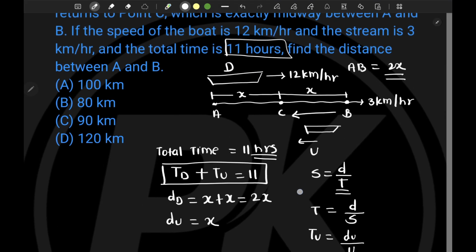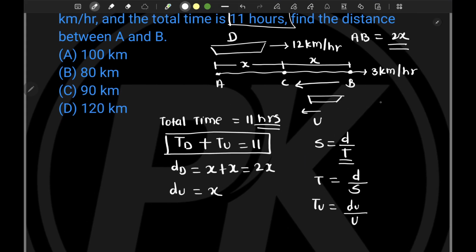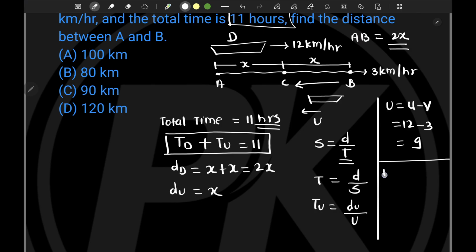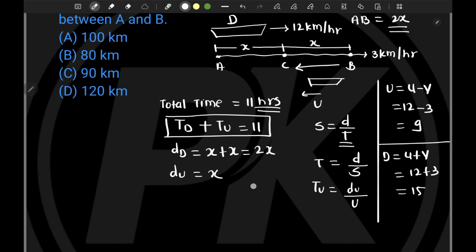Have we calculated the upstream and downstream speed? Not yet, right? So let us calculate that. So u is the speed in upstream. In upstream, how much will it be? It is u minus v. The boat speed will be slower, right? So what is u? It is 12. What is v? It is 3, and hence it is 9 kilometer per hour. Similarly for downstream, the boat will go faster, and hence it will be 12 plus 3, which is 15 kilometer per hour.